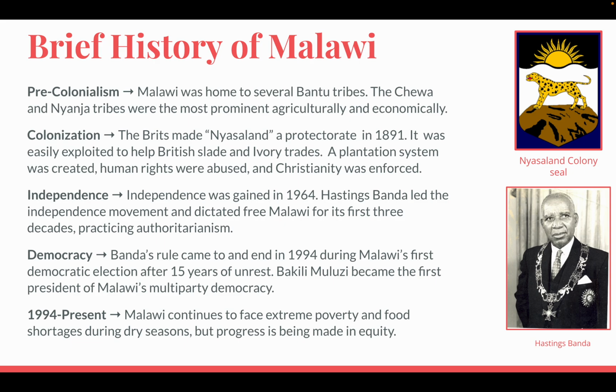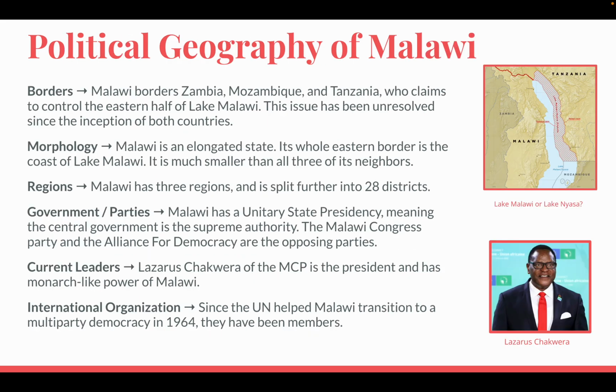So Bakili Muluzi became the first president of Malawi's more free multi-party democracy in 1994. And this multi-party democracy has stood since 1994 all the way to the present day. But Malawi continues to face extreme poverty. It has serious problems with food shortages during their dry seasons as they can't grow food. But progress is being made in human rights and equity among all people of Malawi.